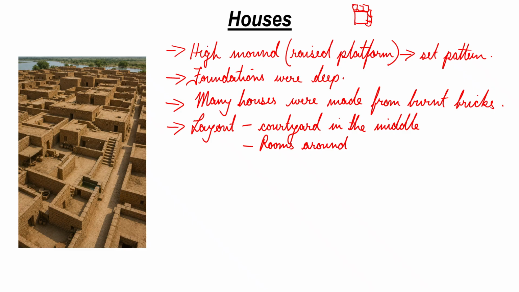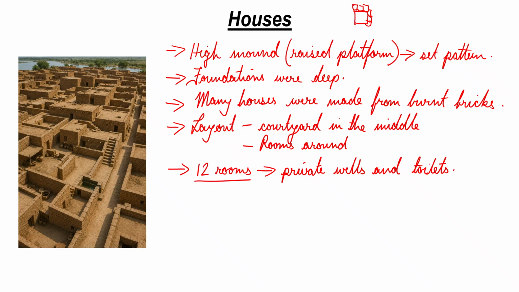In the middle there will be a blank space. Some houses had even 12 rooms, along with private wells and toilets. Okay, so this is applicable only for some houses, probably the houses of leaders or high class individuals.